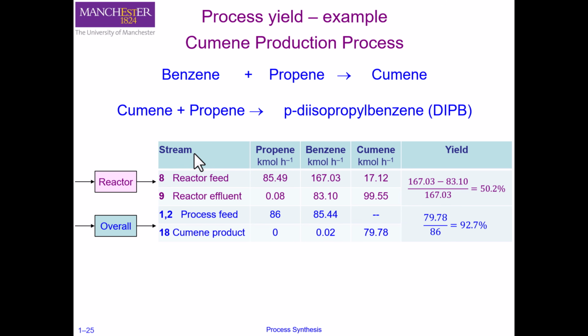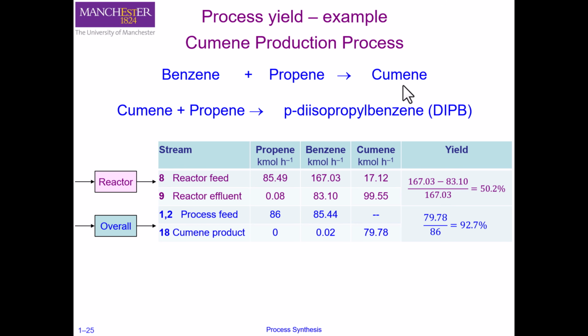Okay, and here we define the yield with respect to benzene. You can define the yield based on any of the reactants or products. So we use the stoichiometric factor of 1, since 1 mole of benzene gives 1 mole of cumene. And you can see these streams and the associated molar flow rates in the case study data that is provided to you on Blackboard.